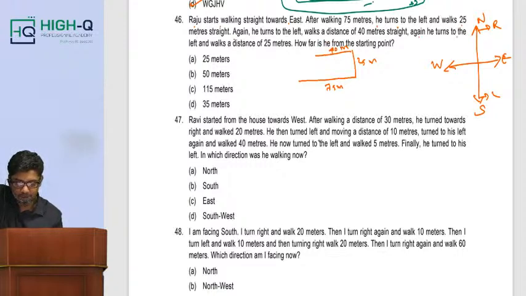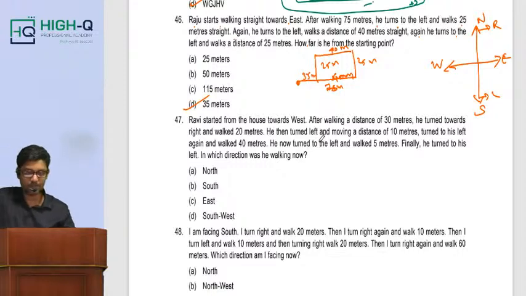Again he turns to left and walks 25 meters. Fine. Now, how far is he from the starting point? This is the starting point, and this is 40 meters. So remaining will be what? 35 meters. So the answer is 35 meters.